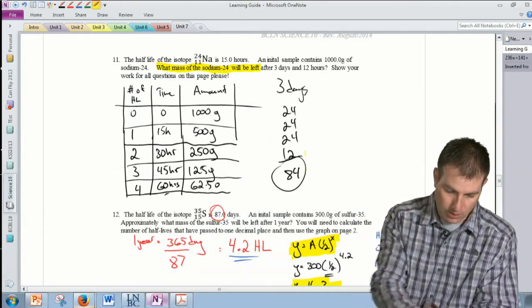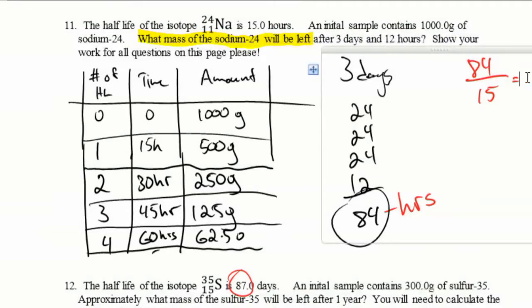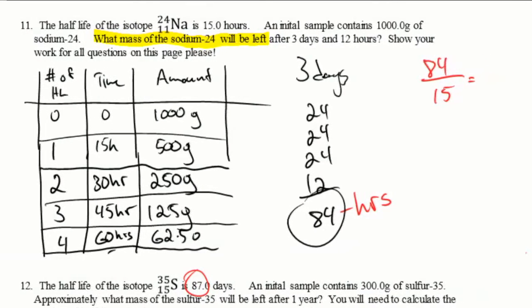So 3 days, 12 hours is 84 hours. We're going to take 84 and divide it by 15 to figure out the number of half-lives. So it says we're checking on this thing after 3 days and 12 hours, which is 84 hours in total. And the half-life's 15 hours. So if I take 84 and divide it by 15, I get 5.6 half-lives.